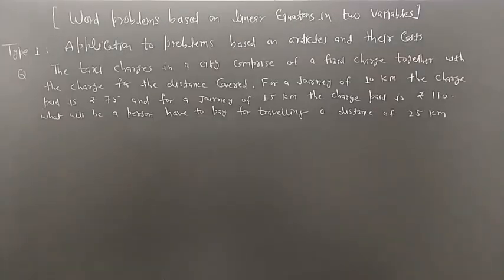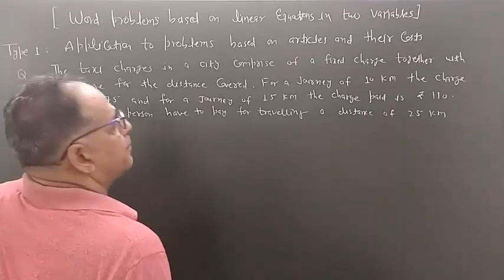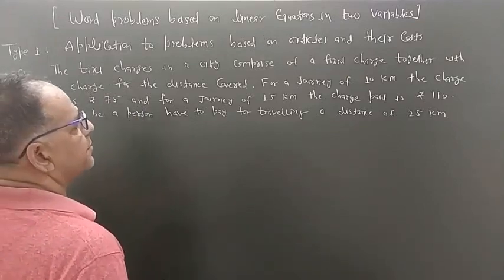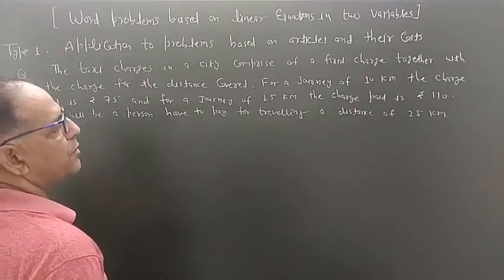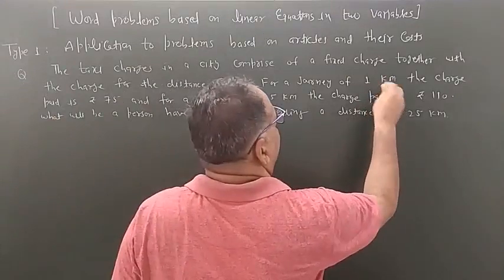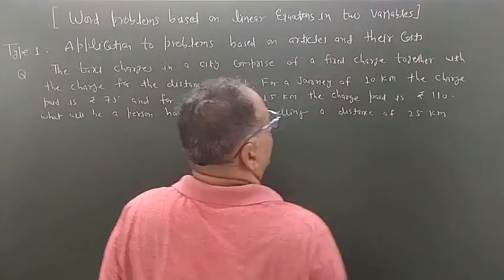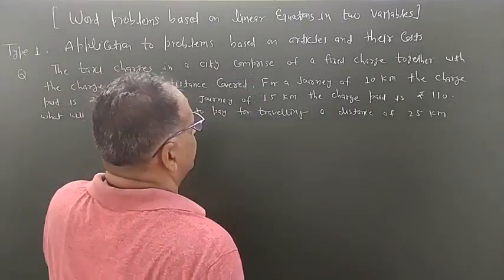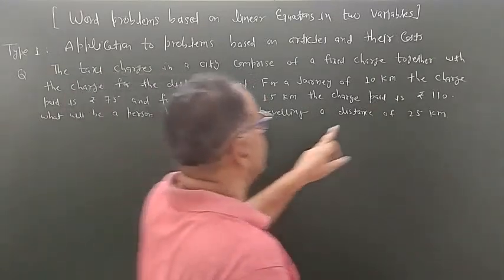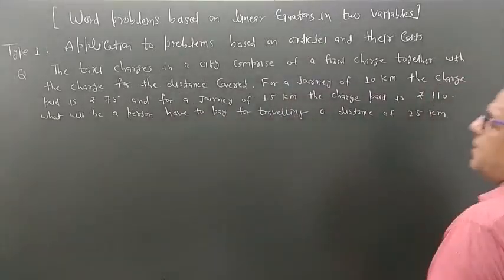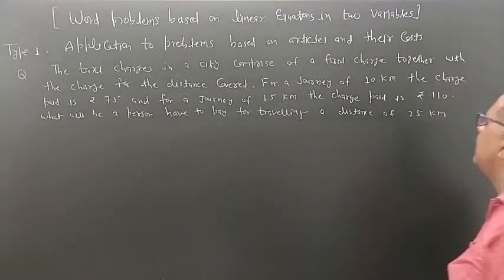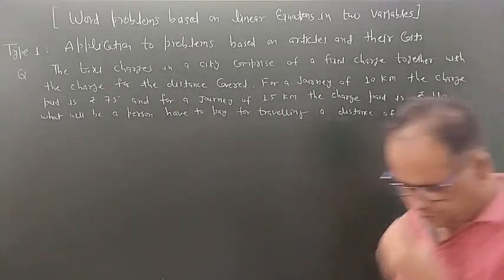Now I am taking a second problem. The taxi charges in a city comprise a fixed charge together with a charge for the distance covered. For a journey of 10 km, the charge paid is rupees 75, and for a journey of 15 km, the charge paid is rupees 110. What will a person have to pay for traveling a distance of 25 km?